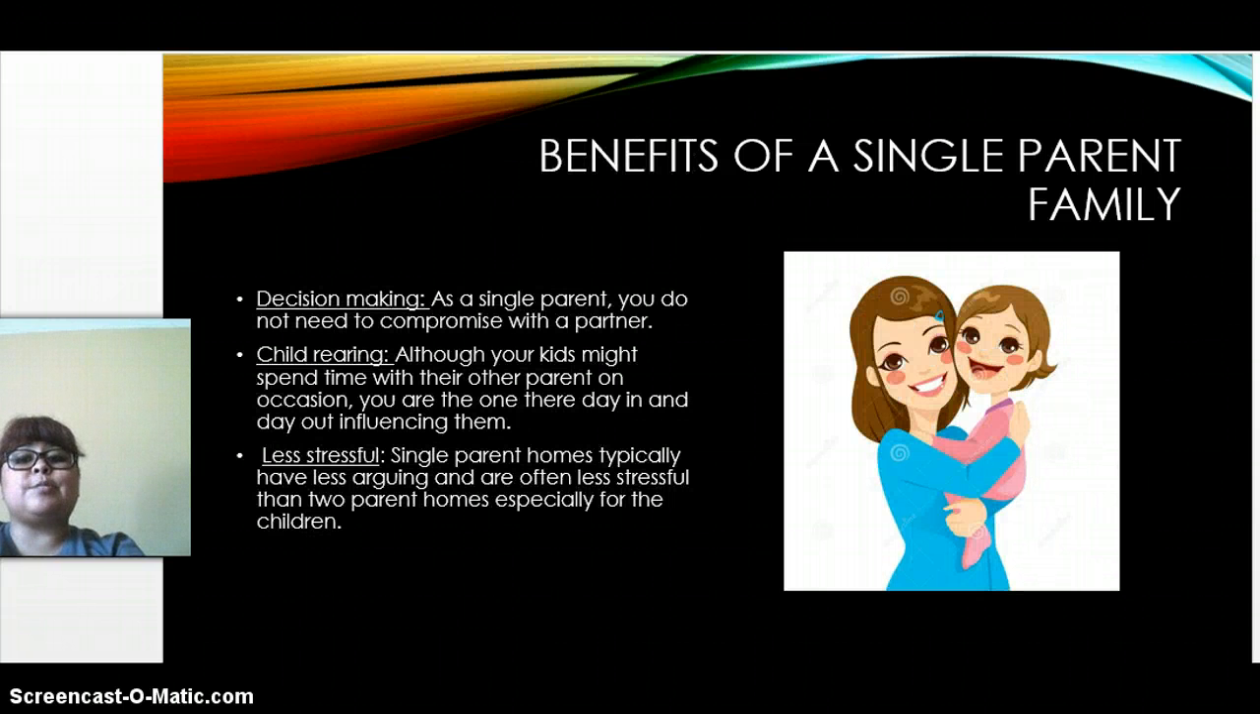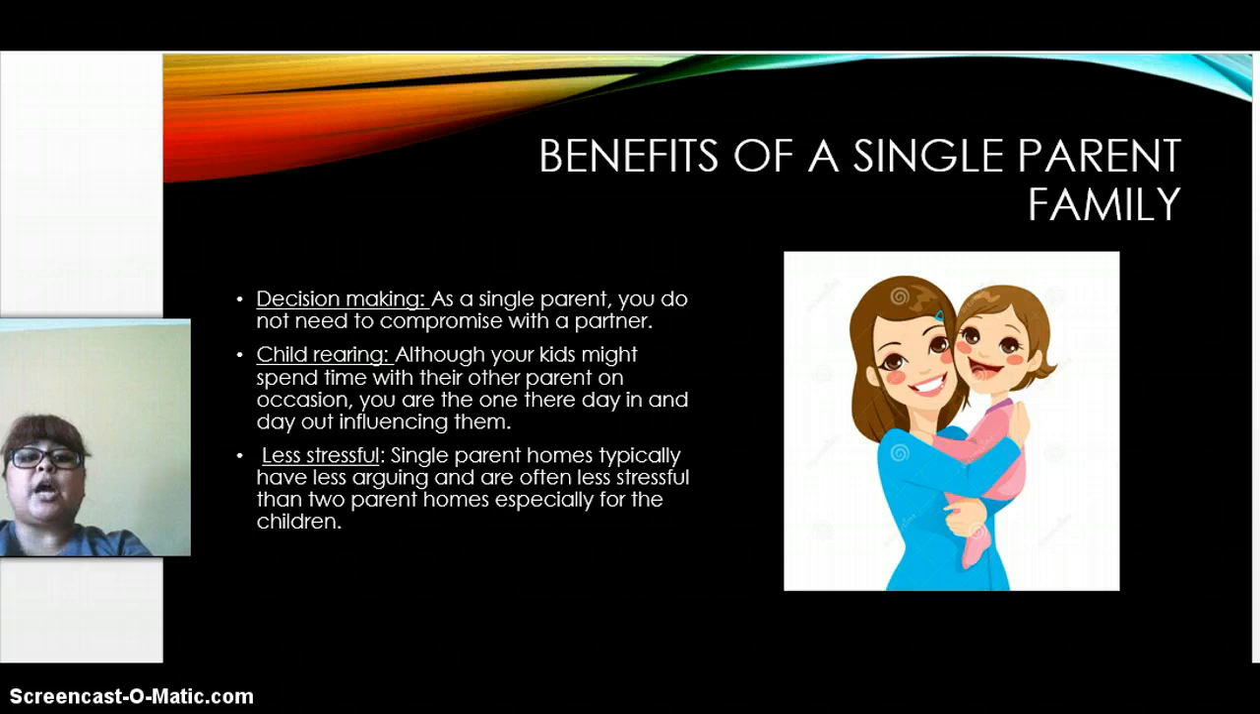Benefits of being a single parent: it can be decision making. As a single parent, you don't have to compromise with another adult or a spouse or a partner in making decisions in childcare or financial decisions. You're the sole decision maker.